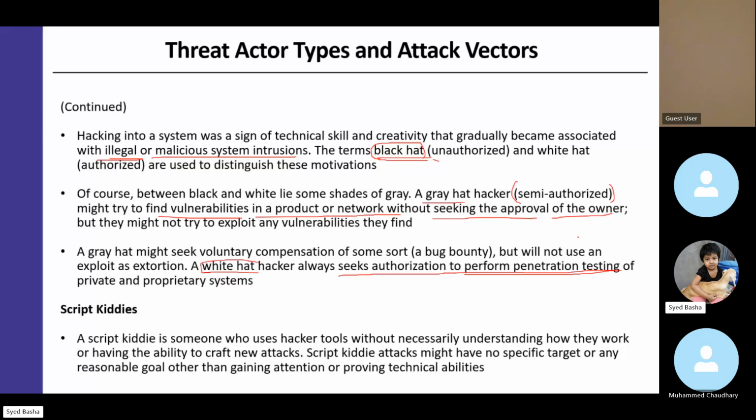Let's start this way: black hat, white hat, and gray hat. Who is the black hat? The ones that don't have approval. Yeah, he's not authorized, so he's the black hat. And then white hat, Sajid? Authorized. Yes, white hat is authorized. Not only authorized, he has also been given the information.